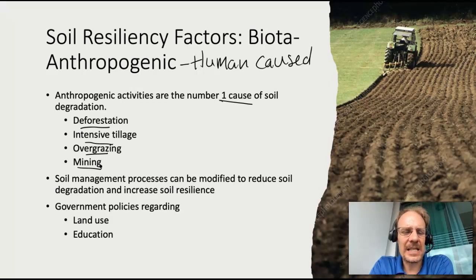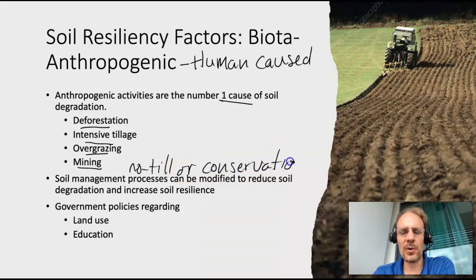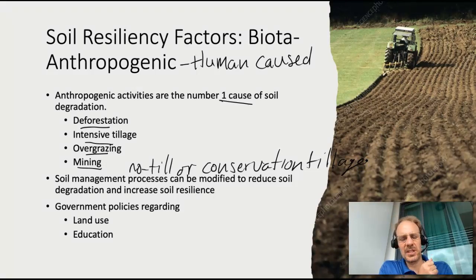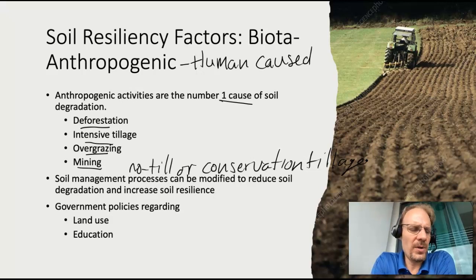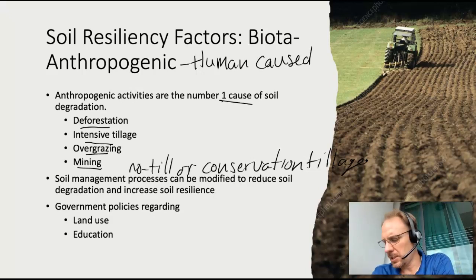Now, as far as things like intensive tillage, for example, we can manage that through improved soil tillage, improved management. We can use no-till or conservation tillage that can help the soil rebound and bounce back. As well as government policies. There can be government policies to help protect land and to educate farmers and landowners on how they can manage their lands in order to reduce the impact of anthropogenic activities on soils. That can encourage practices that will increase soil resilience, in other words, the ability for the soil to bounce back or recover from these disturbances.